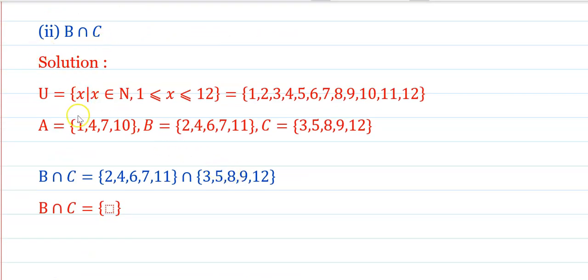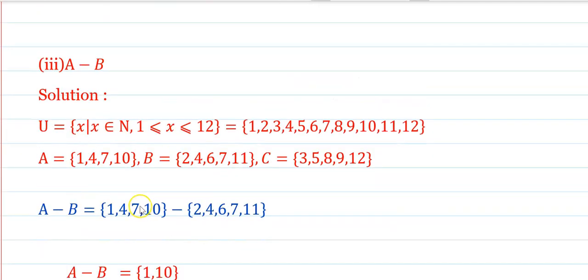Next, B intersection C. U is equal to {x such that x belongs to capital N and the values of x lie between 1 to 12, 1 and 12 also}. Therefore, 1 to 12 here is U. And here A we have given {1, 4, 7, 10} and B is {2, 4, 6, 7, 11} and C is {3, 5, 8, 9, 12}. What about their intersection, B intersection C? There is no common element and hence B intersection C is an empty set.